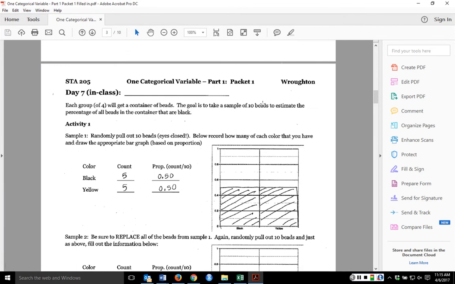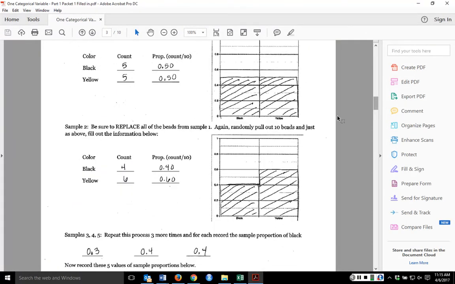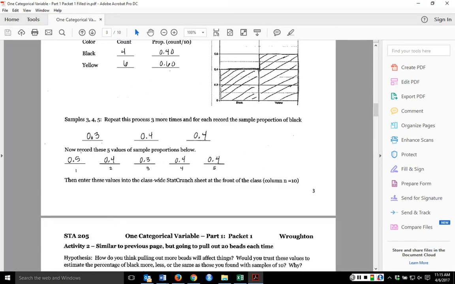So as an example, your numbers could probably be different than mine, so remember that. We did samples of size 10 beads. I did the first two, and I actually drew my little graphs to go along with it. We focused on the proportion of black beads, so I had 50% or 0.5 for my first one, 40% for my second one. I did it 3 more times, so my 5 numbers were 50%, 40%, 30%, 40%, 40%.